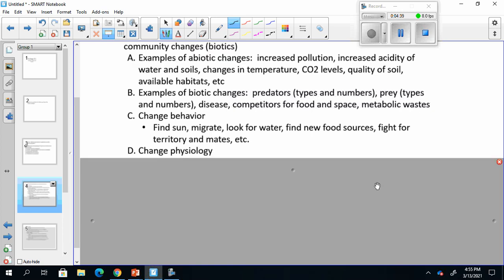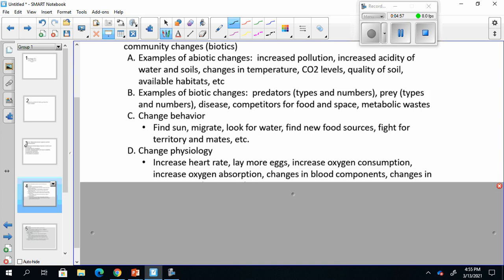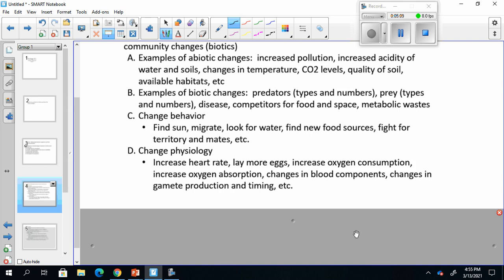And then changing physiology is another key piece of it. So not just changing what you do to your body in an outward way, but inside your body, how can you adapt and change? Like increasing heart rate, being able to lay more eggs, consume more oxygen, or have ways to increase oxygen absorption, or changes in blood components, gamete production, timing, even immune changes. Those are all physiology changes because they're internal.